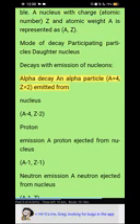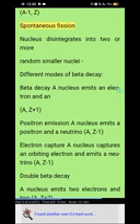Decays with emission of nucleons. Alpha decay: an alpha particle (A equals 4, Z equals 2) is emitted from the nucleus, daughter A-4, Z-2. Proton emission: a proton is ejected from the nucleus, daughter A-1, Z-1. Neutron emission: a neutron is ejected from the nucleus, daughter A-1, Z. Spontaneous fission: the nucleus disintegrates into two or more random smaller nuclei.